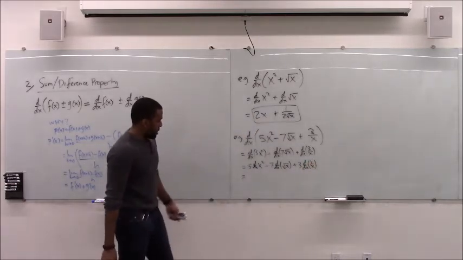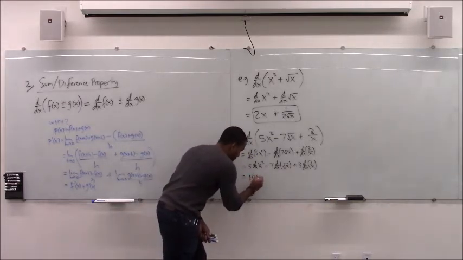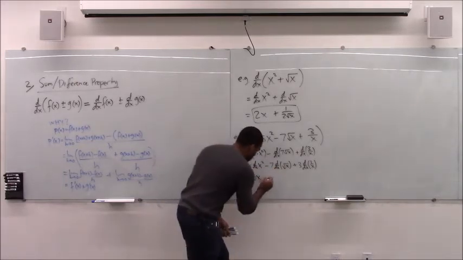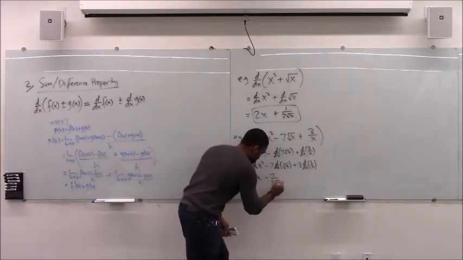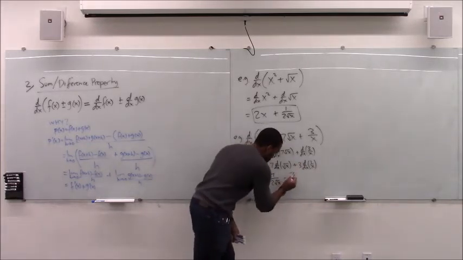And now I can just apply these rules. Derivative of x squared we know is 2x times the 5, that's going to be 10x. Derivative of that is 1 over 2 radical x times minus 7, that's minus 7 over 2 radical x. Derivative of 1 over x is minus 1 over x squared, so this is minus 3 over x squared.